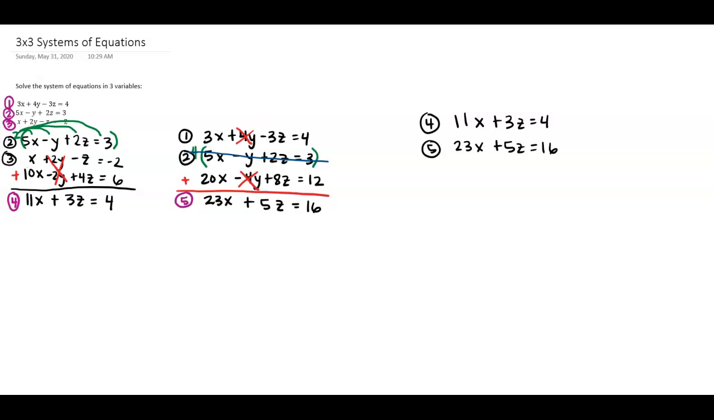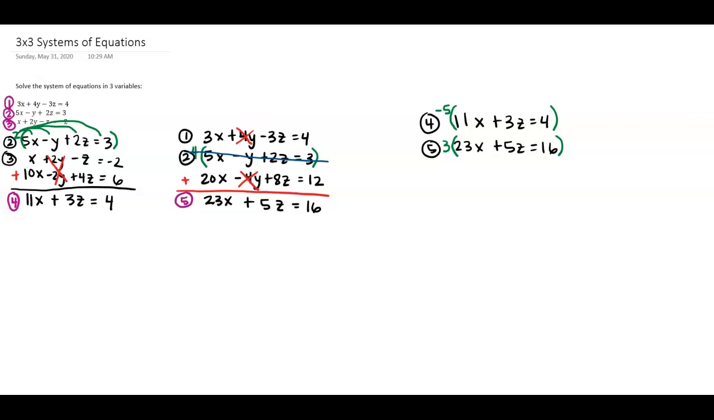And I'm going to try and eliminate the z's this time. All right, and so to do that, I'm going to have to take my top equation and multiply it by a negative 5. Negative 5 times 3z would give me negative 15z. And so that means my bottom equation, I need to multiply by a positive 3, because 3 times 5z gives me 15z. So I'd have a negative 15z and a positive 15z. And then when I add those together, those would eliminate.